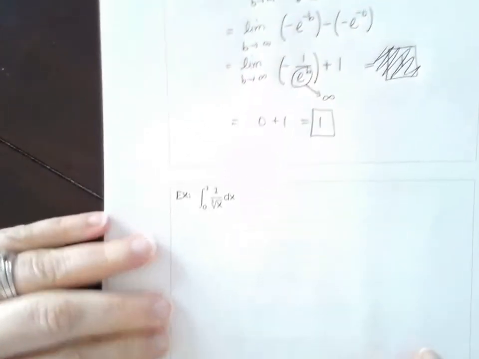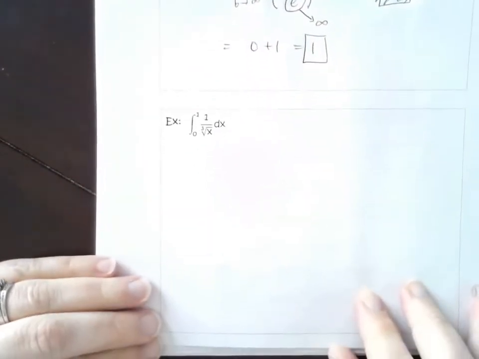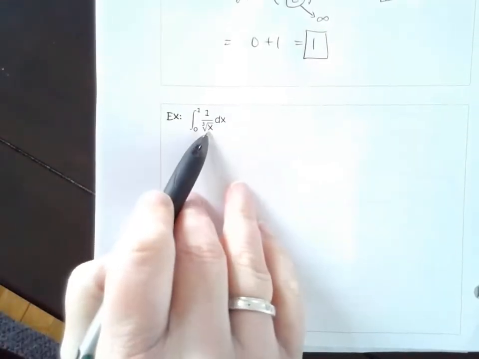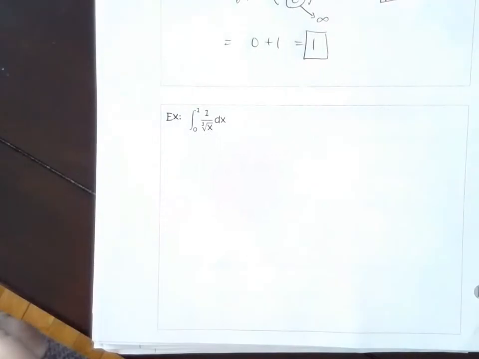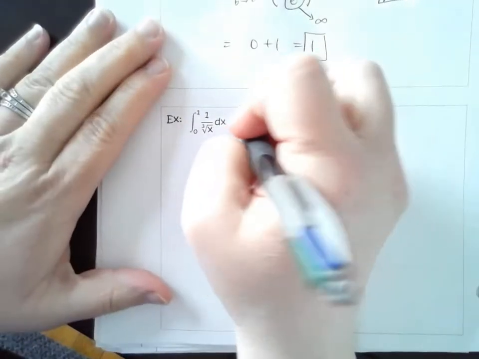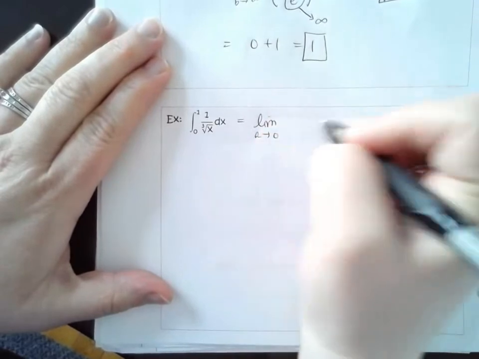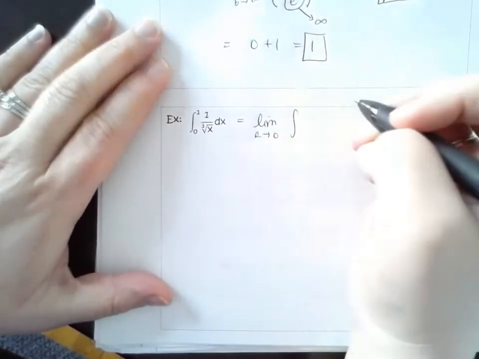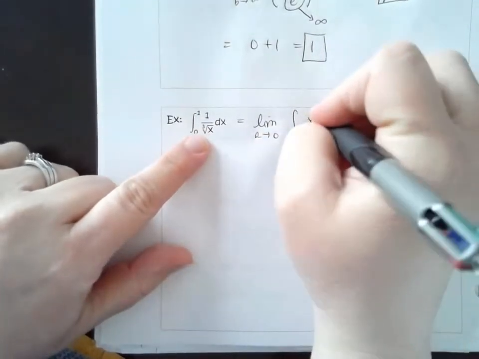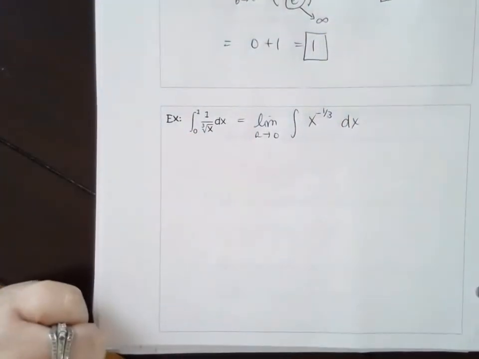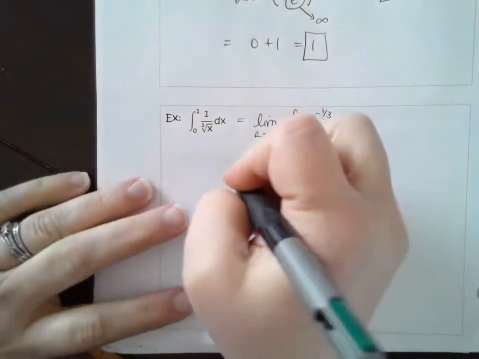Alright, what's the problem here? It's not an infinite limit, but I have a discontinuity at 0, right? If 0 was in my denominator, then I would have an indeterminate form. So I'm going to rewrite this as the limit as a approaches 0 of, and I'm going to make this more integrable, x to the negative 1/3 dx. I'm going to go ahead and integrate that.